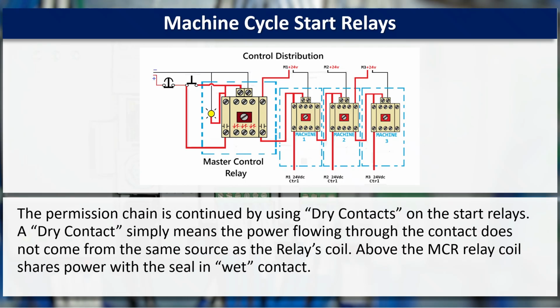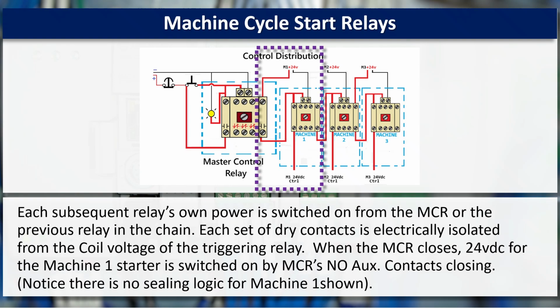The permission chain is continued by using dry contacts on the start relays. A dry contact simply means the power flowing through the contact does not come from the same source as the relay coils. Above, the MCR relay coil shares power with the seal-in wet contact. Each subsequent relay's own power is switched on from the MCR or the previous relay in the chain. Each set of dry contacts is electrically isolated from the coil voltage of the triggering relay.